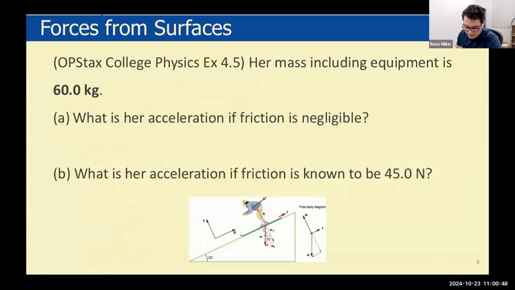So for this question, it's one of the examples. There's a skier, and her mass, including her equipment, is 60 kilograms. So the skis, the poles, the clothes, the person. What is her acceleration if friction is negligible, meaning it's 0? And what is her acceleration if friction is 45 newtons, constant? Like let's say 2 different stretches of snow, maybe 2 different angles, but same angle, let's say, but completely different patches of snow and ice on the hillside.